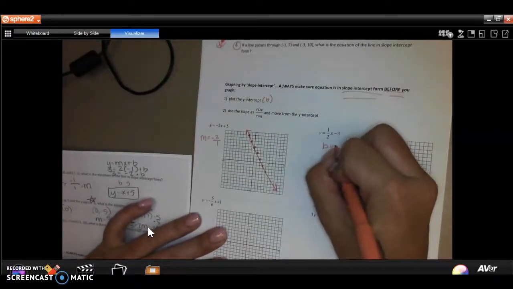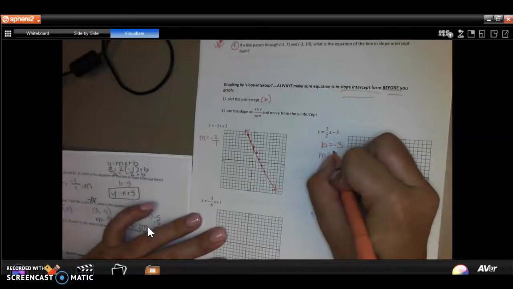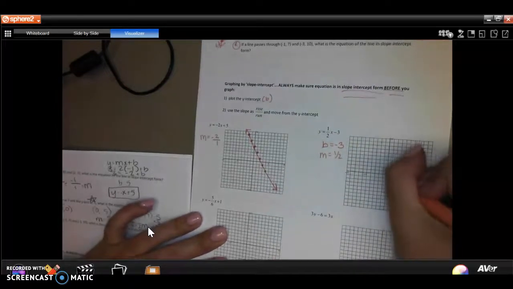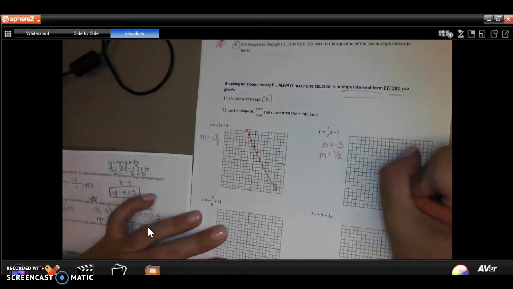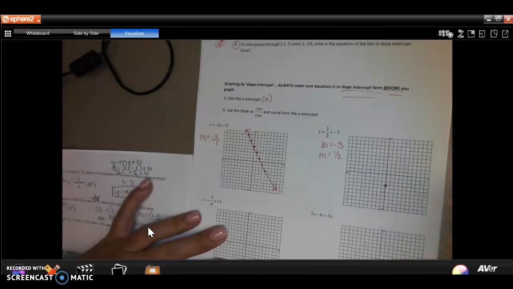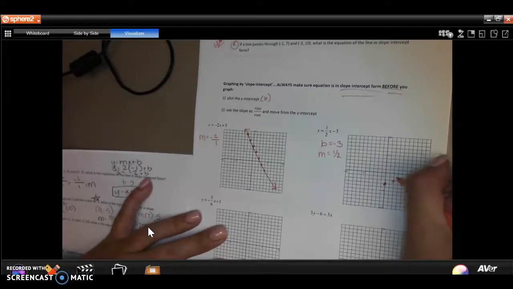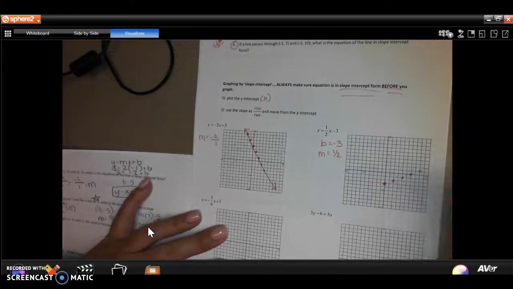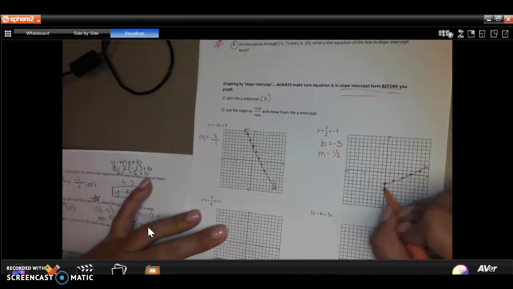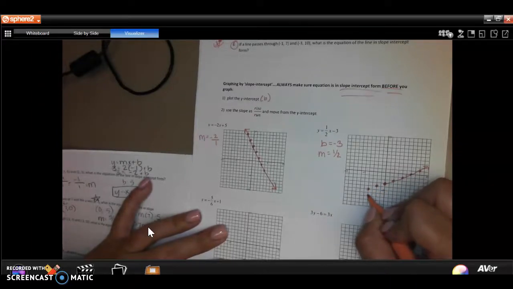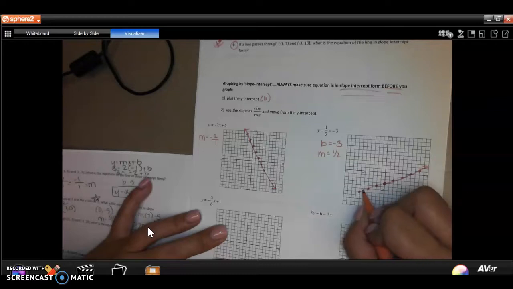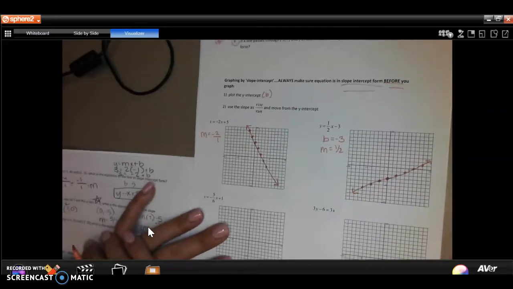My b is -3. My slope is 1/2, which means it's a positive graph, or a positive slope. So I'm going to put a dot at -3. My slope, I'm going to rise 1, run 2, rise 1, run 2, rise 1, run 2, rise 1, run 2. All right, now I need to do the other way. Instead of rising 1, I'm going to go down 1 to the left 2, down 1 to the left 2, down 1 to the left 2, and draw on those arrows.